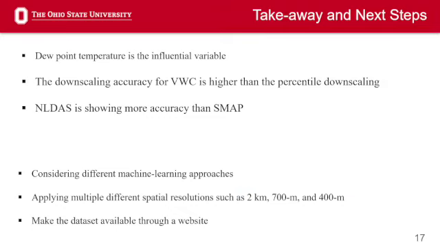The main takeaways of my research are that dew point is the influential variable. And in terms of VWC downscaling and percentile, VWC is showing the better accuracy, and NLS is showing more accurate results than SMAP datasets. And my next step will be to consider other machine learning approaches like support vector machine, artificial neural network, and long short-term memory, and hopefully convolutional neural network.